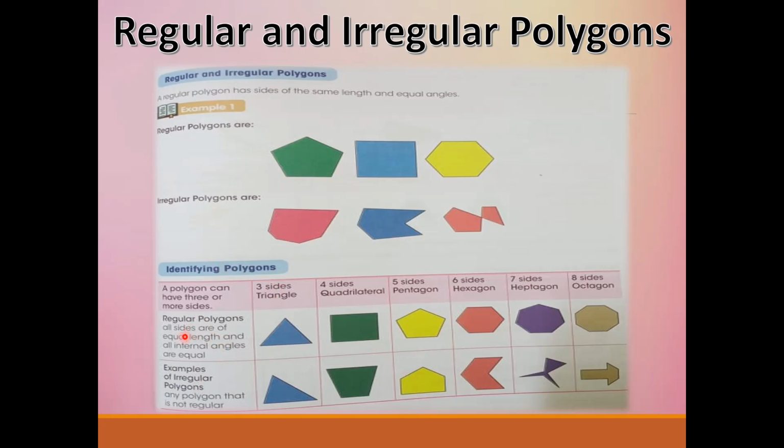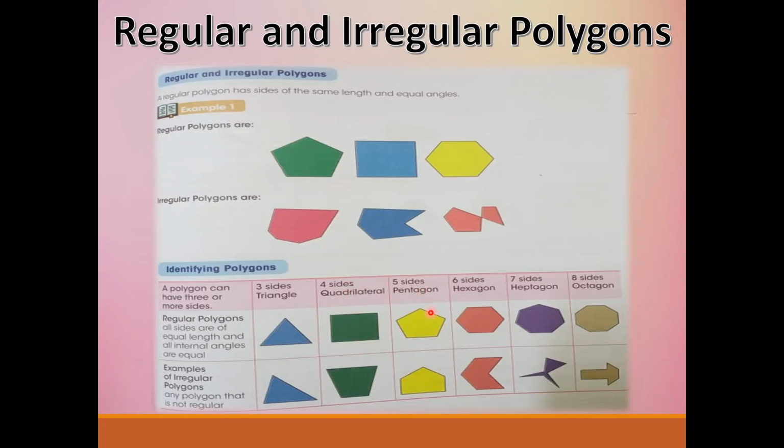So again, regular, all sides are of equal length, and all internal angles are equal. Now irregular are the opposite. Okay, any polygon that is not regular. So if you look at this, quad meaning 4 sides, 4 sides, 4 sides. But then again, this is irregular because all sides are equal, opposite sides are equal, and this one is not. So 5 sides pentagon, so it could be shaped in different ways.